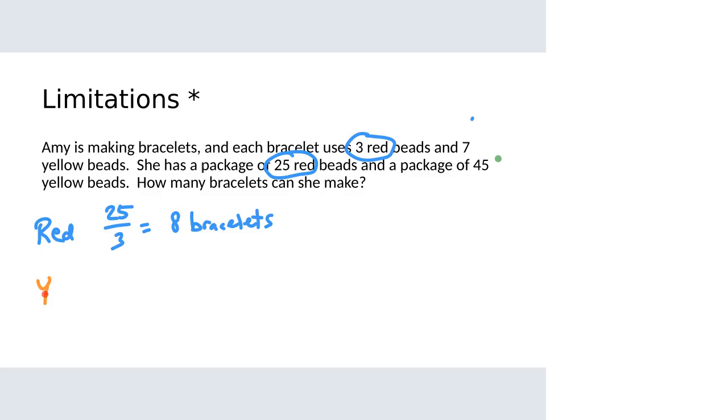But then with the yellow beads, she has a package of 45, but it takes 7 to make a bracelet. So when we divide 45 by 7, that's going to give us 6 point something. She could make 6 complete bracelets with that. Well, it's great that she could make 8 with the reds, but she's going to run out of yellows first. And so 6 is the number of bracelets she can make, because the yellows is what she's going to run out of first. That's the key there, is yellows run out before the reds do. So the number of bracelets she can make with the yellows is the number she can make.